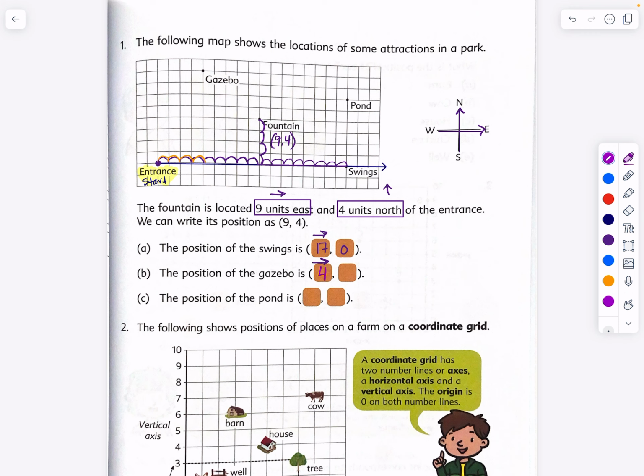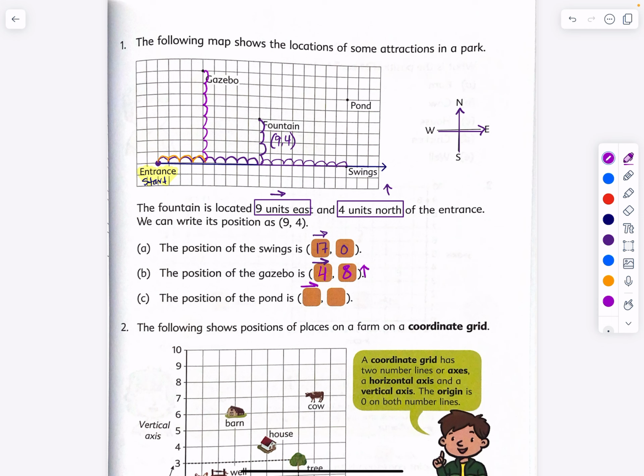And how far up? This is going up, right? To go north, we have to go up from the entrance. So how far up from the gazebo? 1, 2, 3, 4, 5, 6, 7, 8. And 8 up.